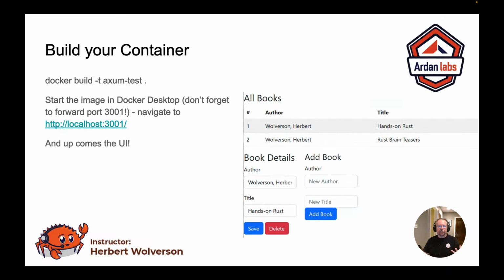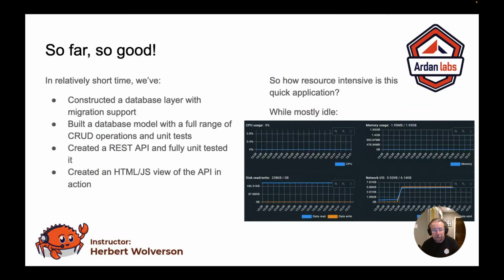So then you go into Docker, you build your container, start it up, go to localhost 3001, up comes the UI. You have a working Docker system, and because you used Docker init, you've got the beginning of everything you need to start deploying out to a Docker swarm, or with a bit more configuration, Kubernetes if you want to. All right, so far so good.